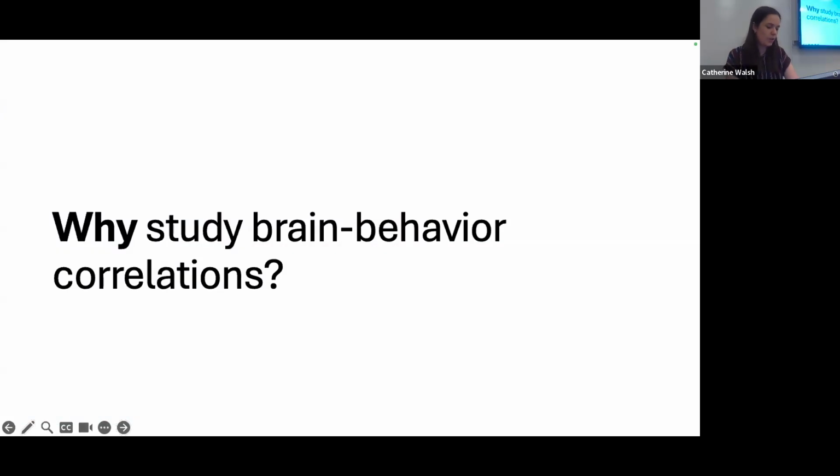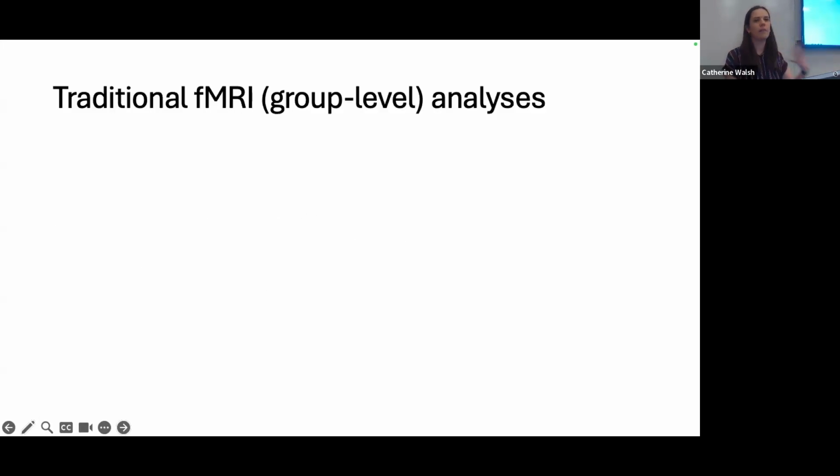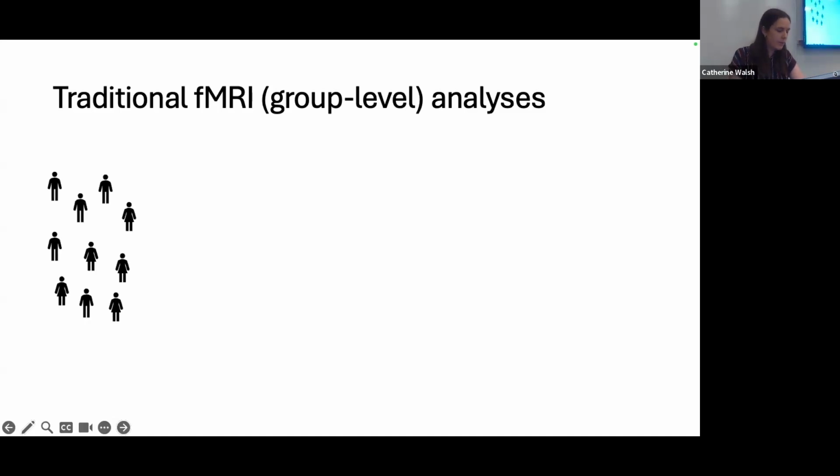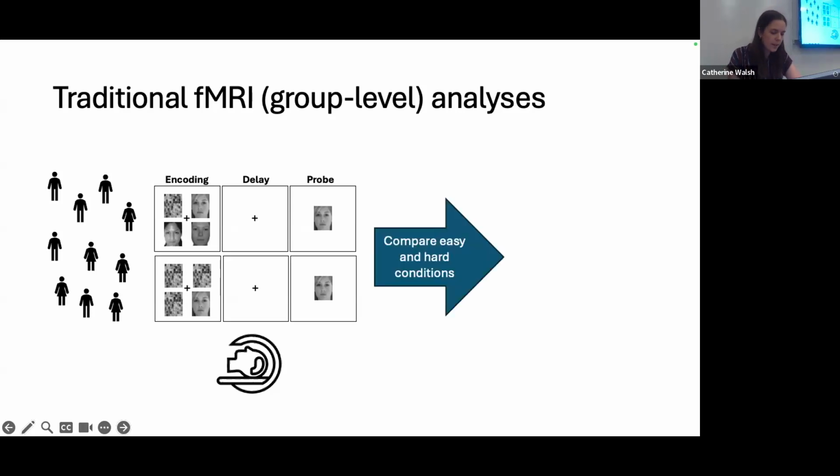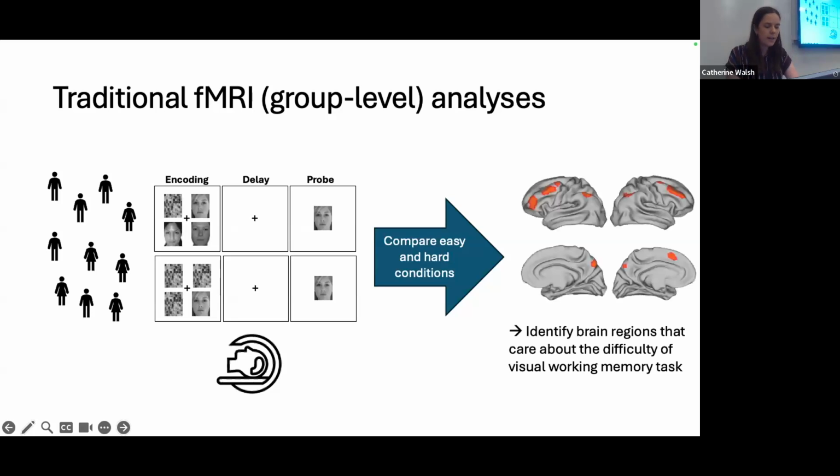Moving on to our next question: why we might want to study brain behavior correlations. Before I go into actual brain behavior correlations, I want to give you an idea of what we might think about in a traditional group level fMRI study. In these kinds of analyses, we might have a population of people who we bring in, have them go in the scanner and do a task. Maybe I show you a hard condition where I show you 3 faces and have you remember those for a short delay, and then give you a face and ask, was this one you remembered? Maybe there's an easy condition where you only see 1 face. I'll do some statistics and compare the easy and hard questions, and then get some brain regions that care about the difficulty of the task.